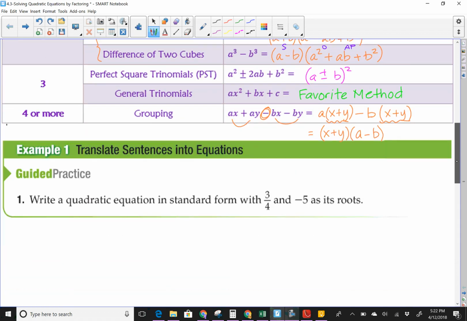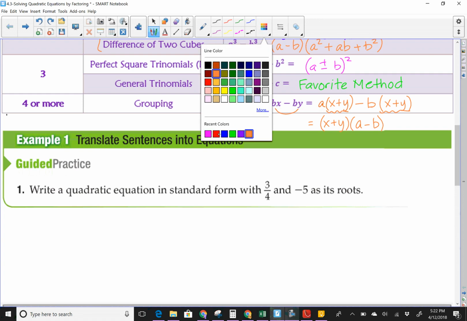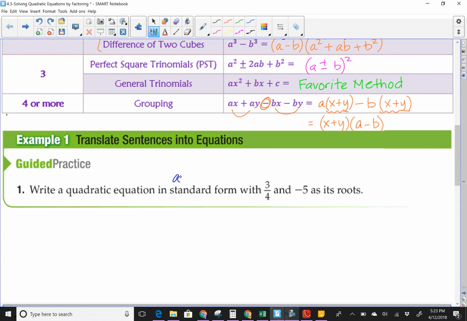Okay, so they want us to write a quadratic equation in standard form. Standard form, of course, is ax squared plus bx plus c equals 0. Write a quadratic equation in standard form with 3 over 5 and negative 5 as its roots.